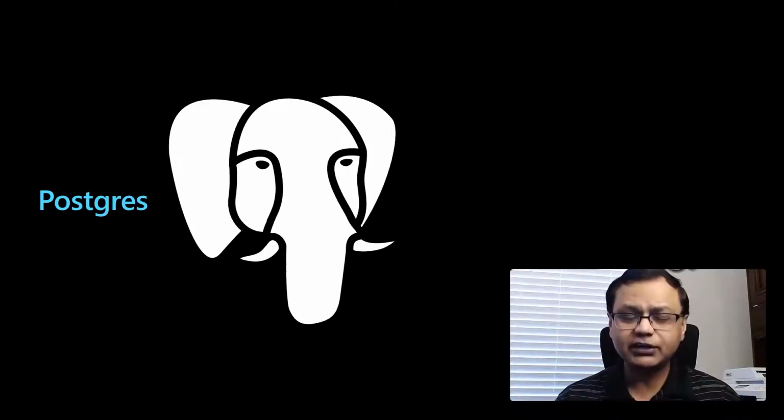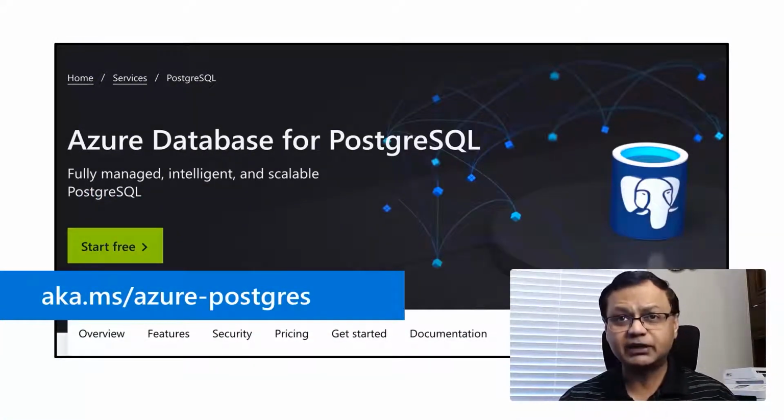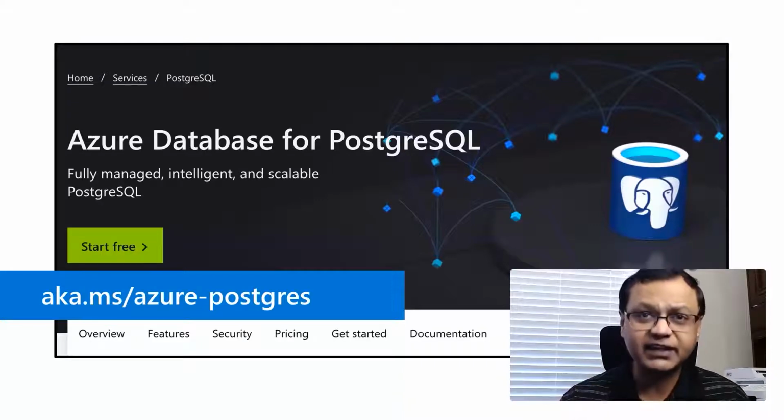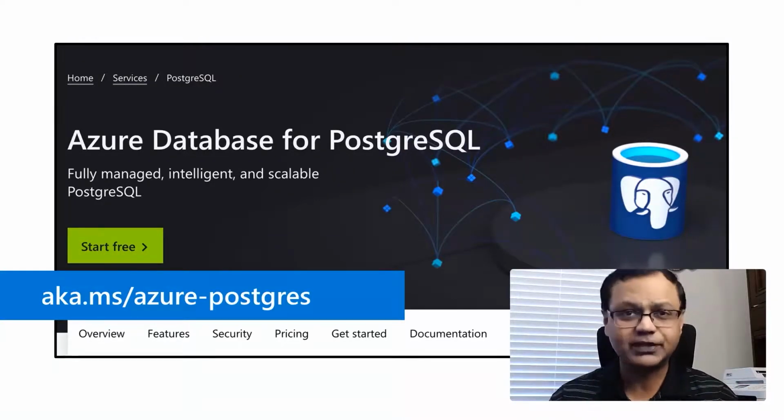Azure Database for Postgres is also a fully managed PaaS solution built using the community version of Postgres. We have made it enterprise ready with advanced security and intelligent performance capabilities that help you to optimize and get the best performance. We are thrilled to see the massive growth in adoption.